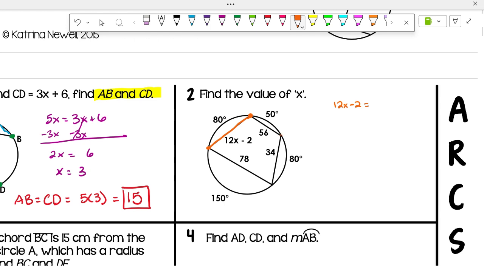34. Why? Because they're congruent. Why? Because the arcs that they form are congruent. Ladies, shh.